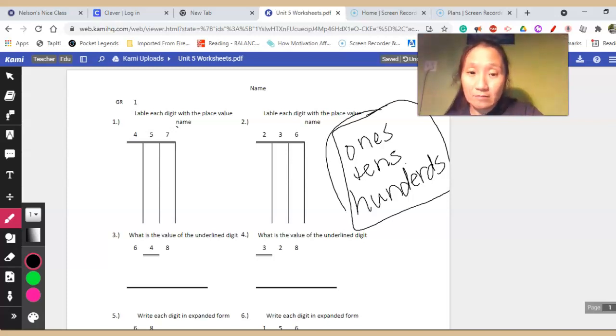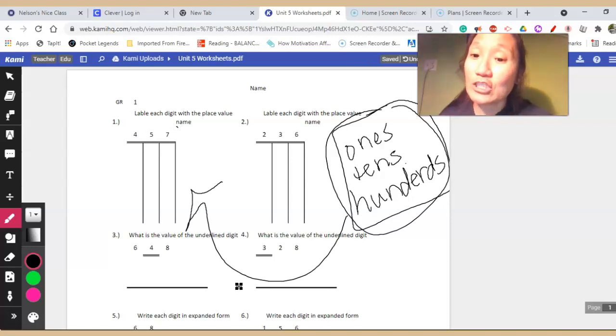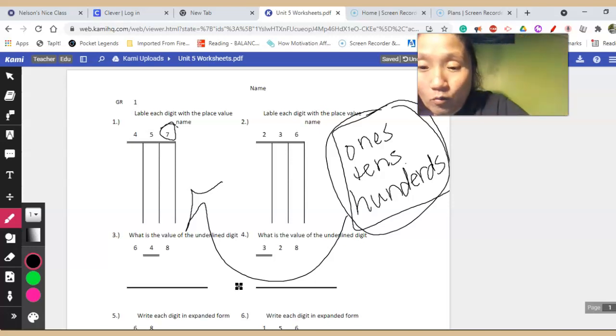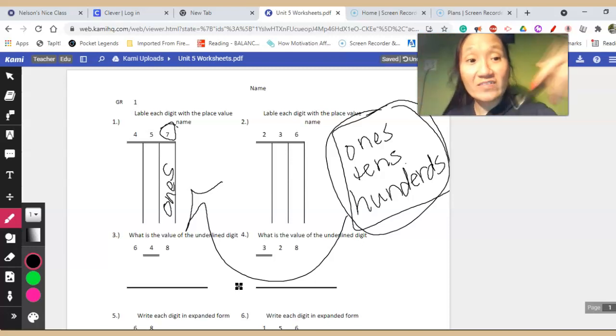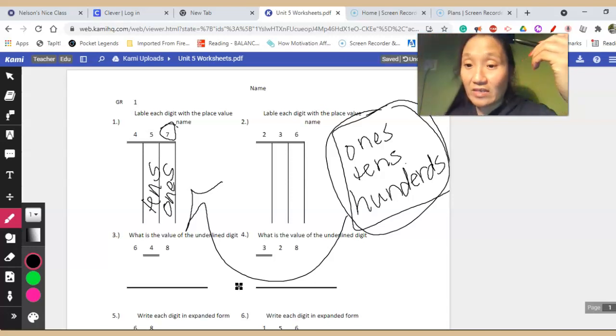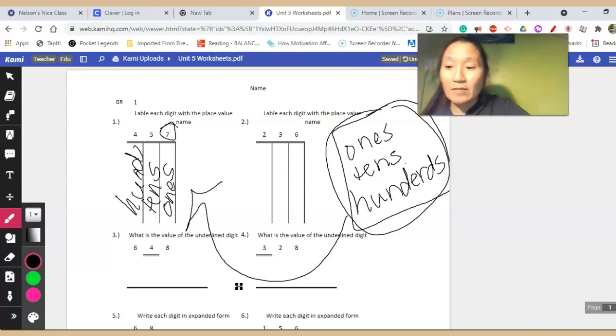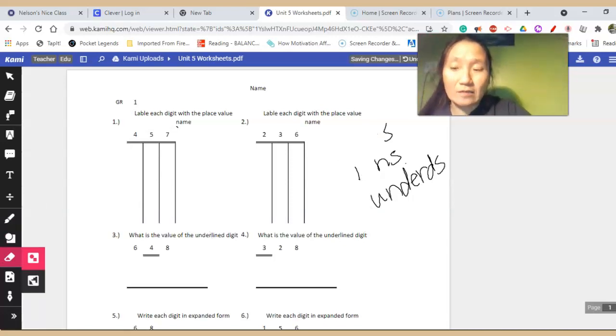Label each digit with the place value name. The 4, that digit, what is its place value name? What place does it sit in? The 5, what place value? Okay, I know that this one will be the ones, and I'll fill it in. I'll write it on my paper. The 5 sits in the hundreds, or excuse me, the tens. And then the 4 sits in the hundreds. And I'll fill that in, okay? Make sure you write neatly so I can see this, okay?